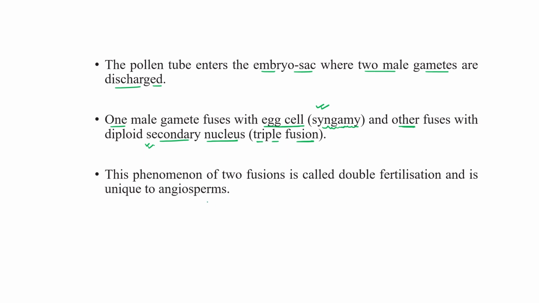And these two fusions occur during fertilization. So two fusions occur, so it is called double fertilization. And this is a unique feature of angiosperms. Clear? Now let's move to the next slide.